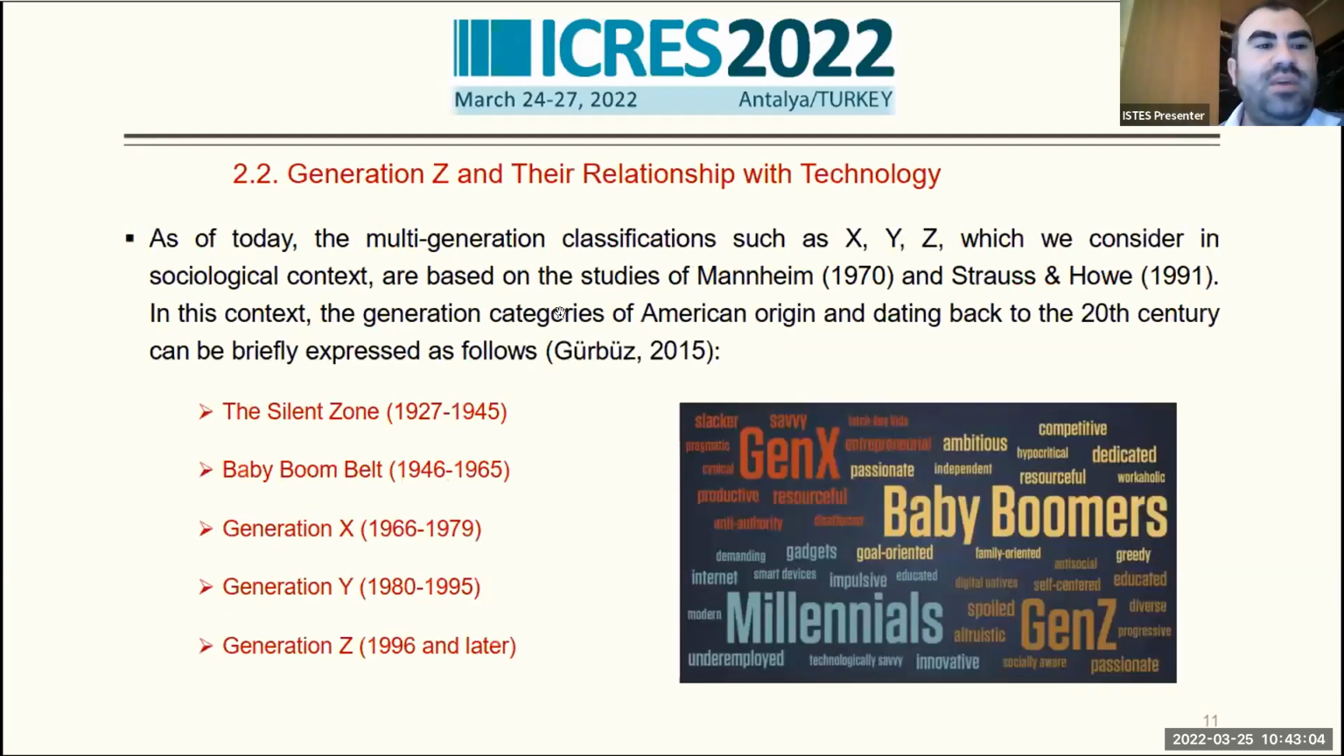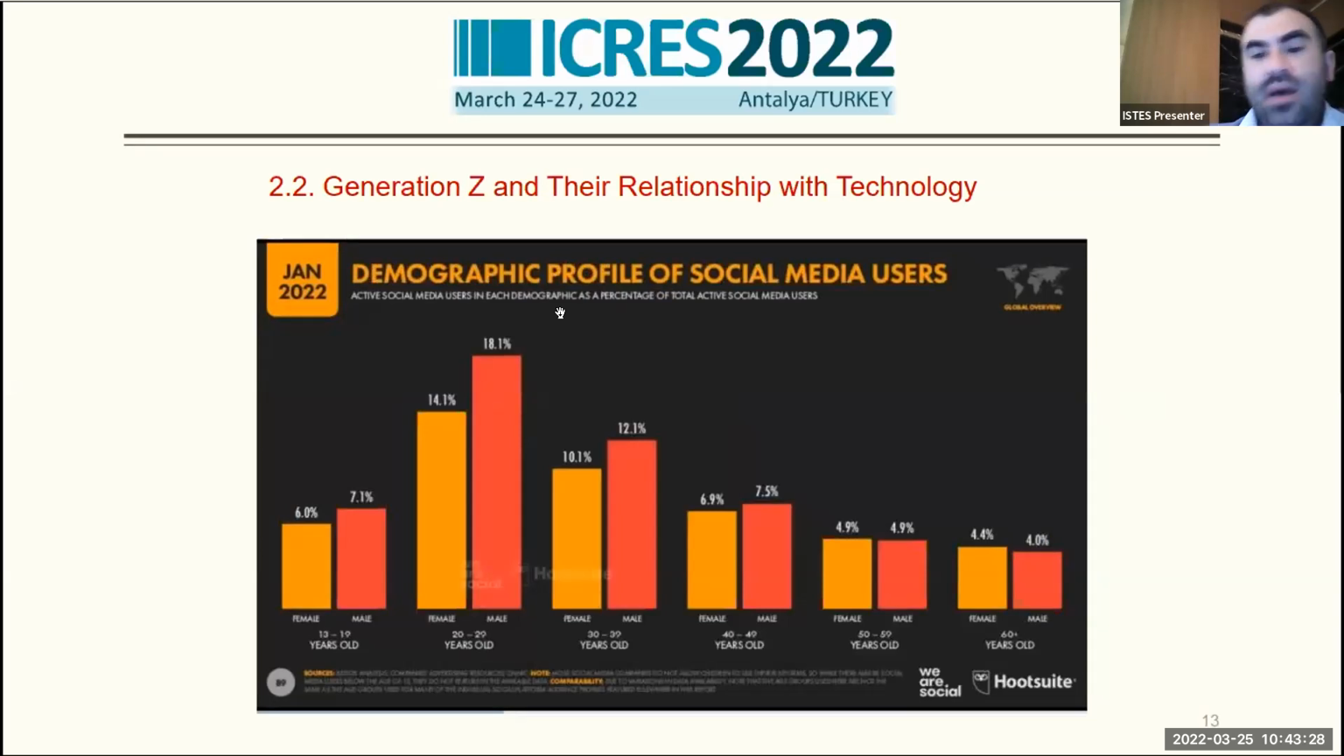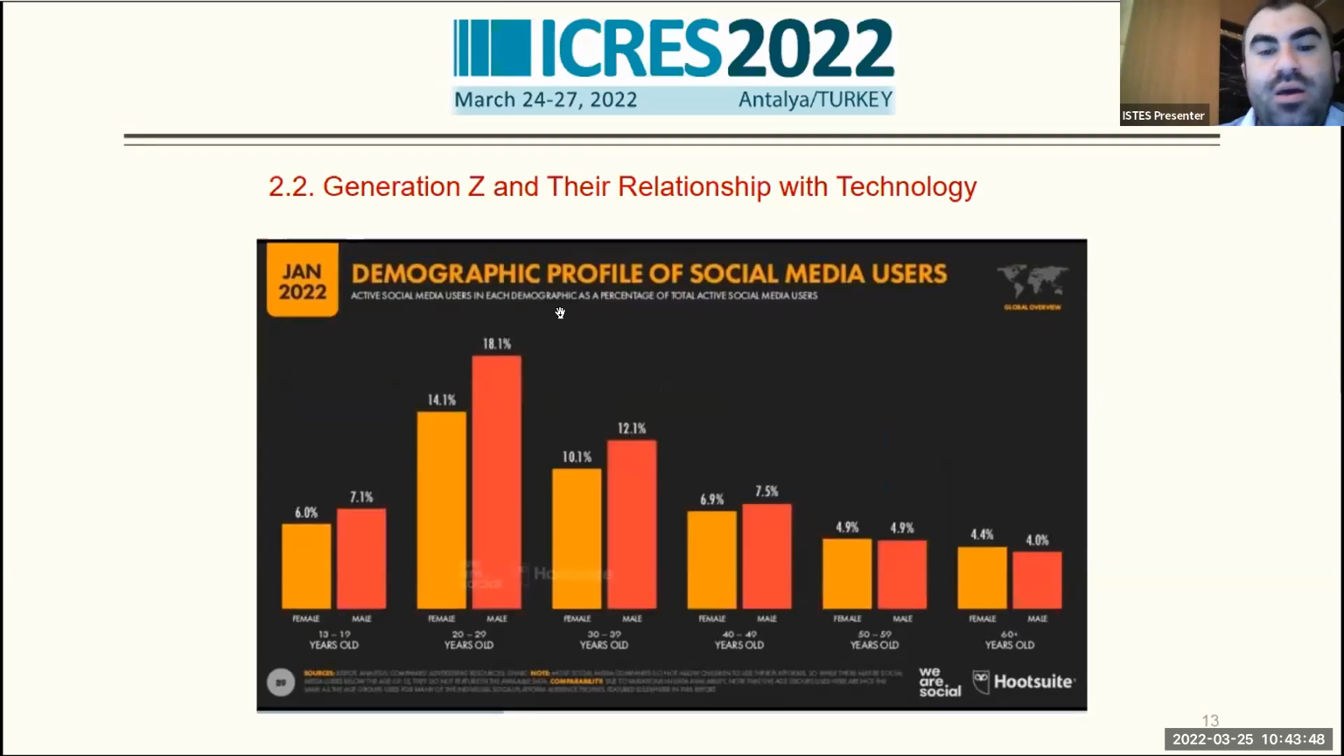So the last information about the conceptual framework: there are some different definitions of generations, but this study focuses on Generation Z. So I also want to give information about the time spent using the internet and the demographic profile of social media users. Why these graphs? Because the focus of this research is university students, and they are really at risk, and their time spent is much higher than other age groups. And also in the demographic profile, you see 20 to 29-year-olds have the highest numbers of social media users.